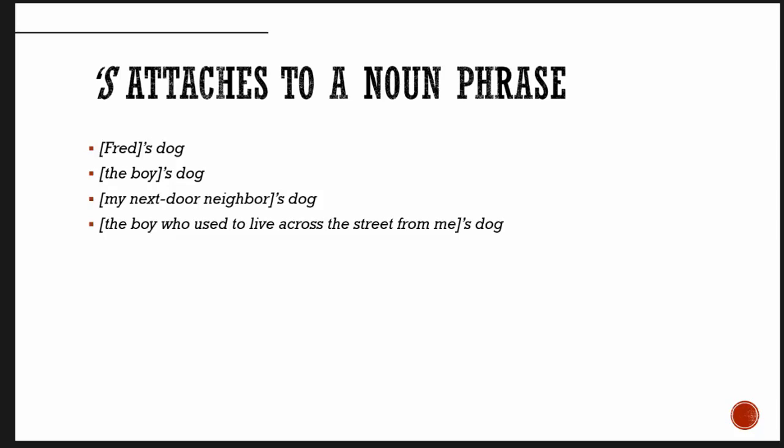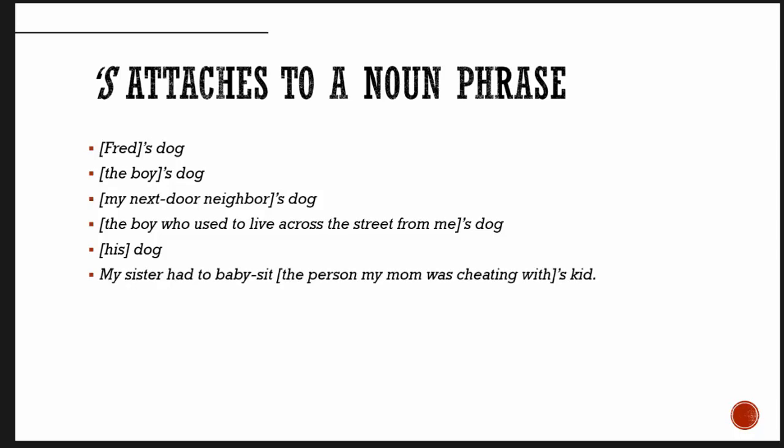I always played with the boy who used to live across the street from me's dog when I was a kid. All of these can be replaced by a pronoun, his, so they show that they're a noun phrase. So the apostrophe s, or again the apostrophe, attaches to an entire noun phrase. And just so we can see, here are some real world examples where you can clearly see this apostrophe s attaching to the end of something, not just to the noun, but to the end of the entire phrase.